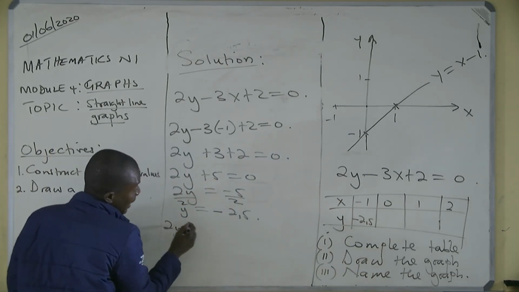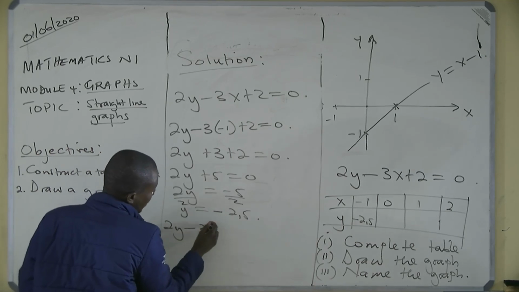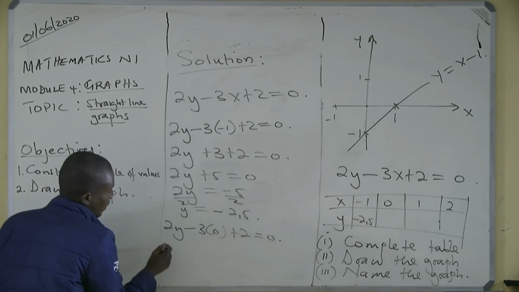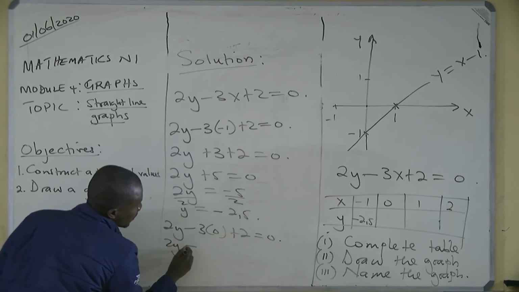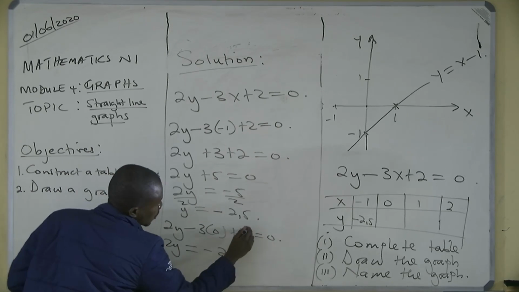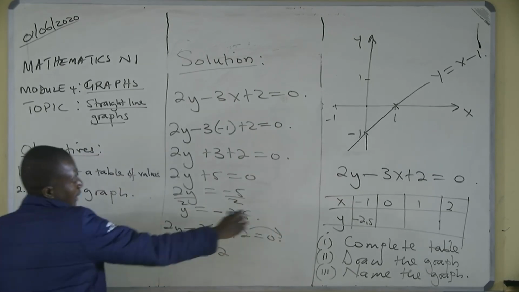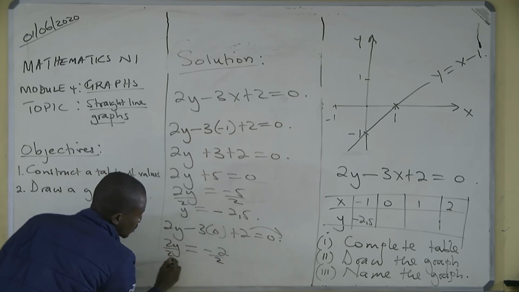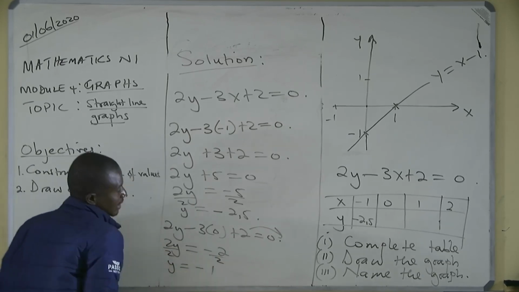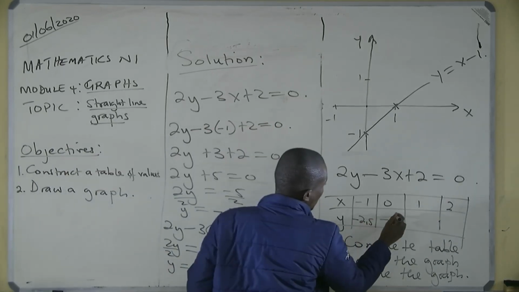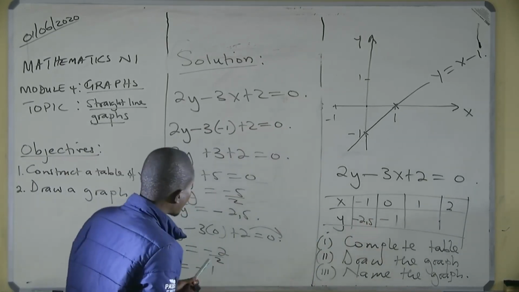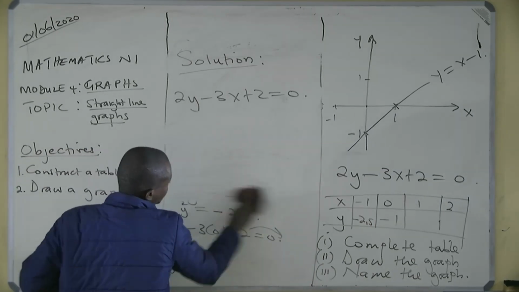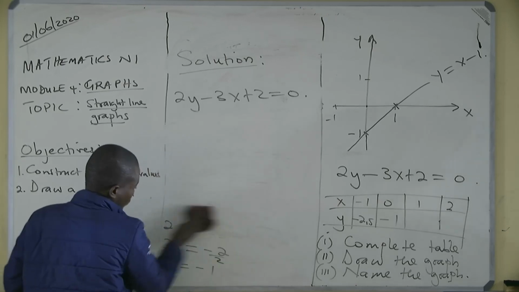Then we move on to say, what if our x is 0? This will be 0, then plus 2 equal to 0. So 2y will be equal to minus 2. I just threw that 2 to the right hand side since this is now 0. Divided by 2, divided by 2, our y in this case is equal to negative 1. We come and we put the negative 1 there. Right, we continue, complete our table.